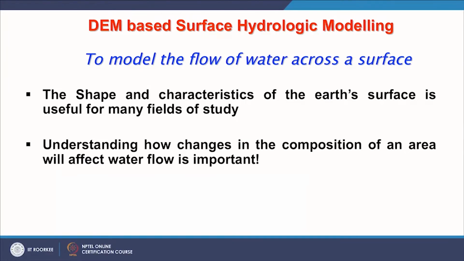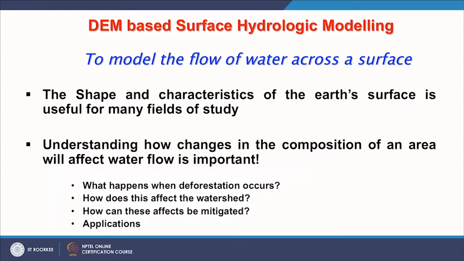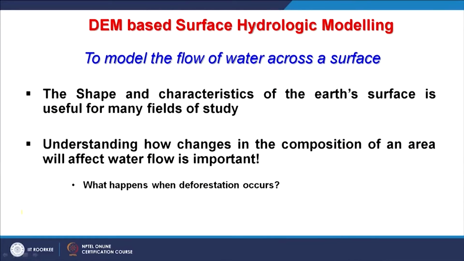So, through this surface hydrologic modeling using the digital elevation model, we can try to answer certain questions, like what happens when deforestation occurs. The forest creates an impediment in the flow of water over a surface. So, if the plantation or forest is removed, what would happen?